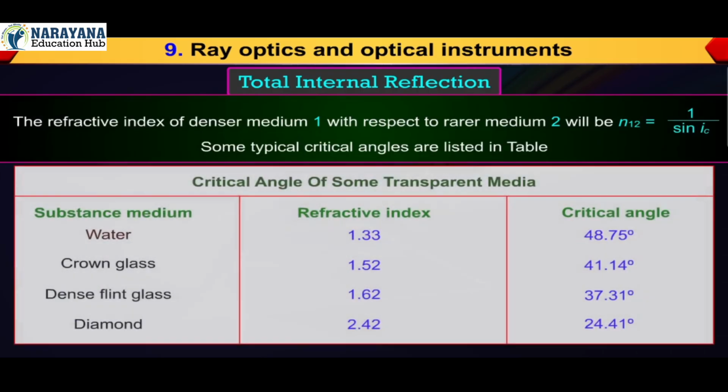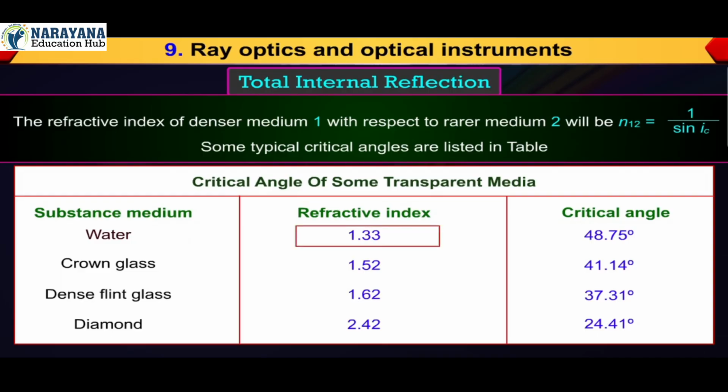Some typical critical angles are listed in table. Critical angle of some transparent media. Substance medium, refractive index, critical angle. Water 1.33, 48.75 degrees. Crown glass 1.52, 41.14 degrees. Dense flint glass 1.62, 37.31 degrees. Diamond 2.42, 24.41 degrees.